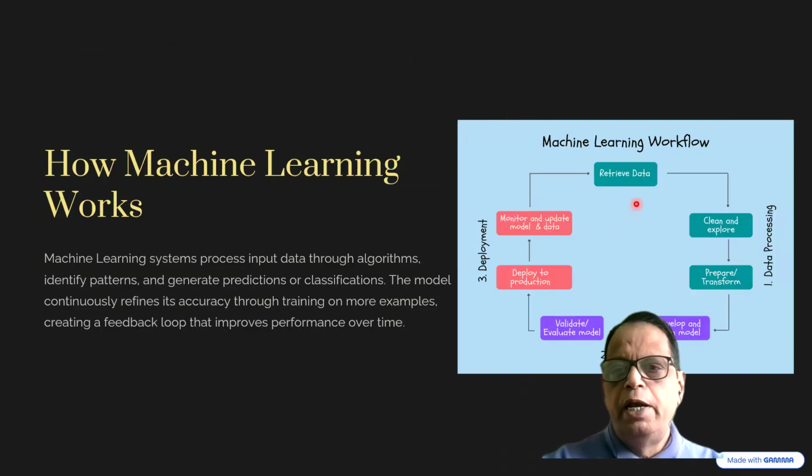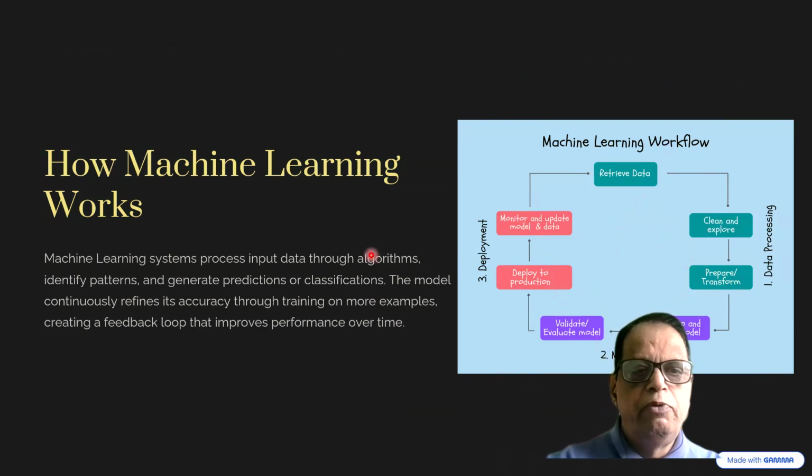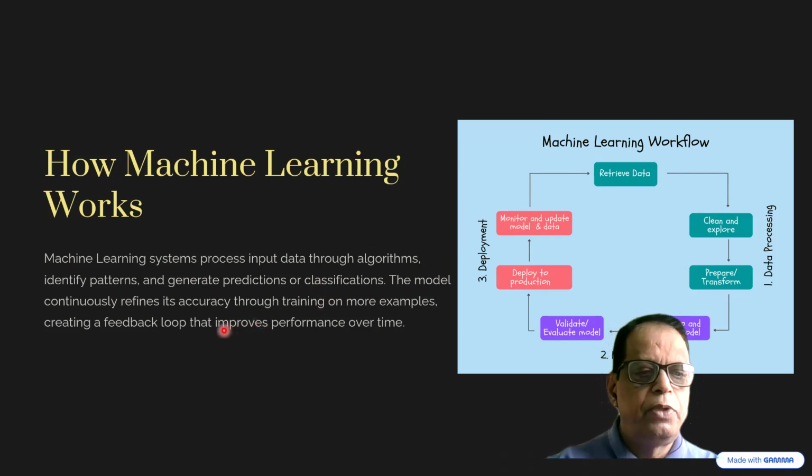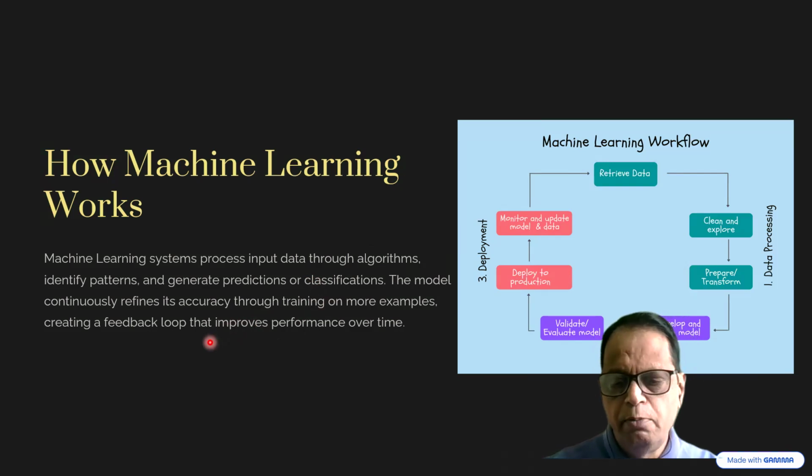So the machine learns from the data. It will clean the data. It will prepare the transformation of the data. It will develop and train the model. It will validate the model, and then it will deploy to production, and it will monitor and update the model and the data. So it will process the input data through algorithms, identify patterns, and generate predictions or classifications. This model continuously refines the accuracy through training on more examples, and it will create a feedback loop that will improve the performance of the algorithm over a period of time.